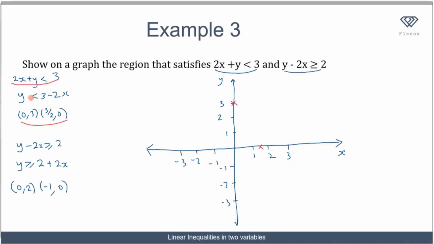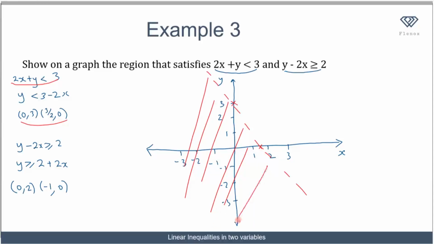So now I have just less than. I just have this dotted line because of the strict inequality, just less than, and I have my y value less than. So the points will lie underneath this line. So every point that lies underneath this line is represented as 2x plus y is less than 3. So let's move on to the other one now, and I'll use a green pen for that.